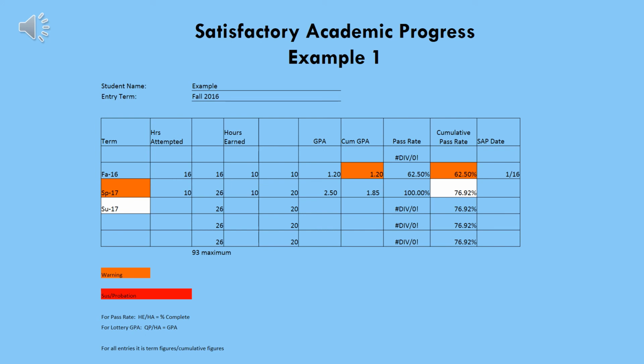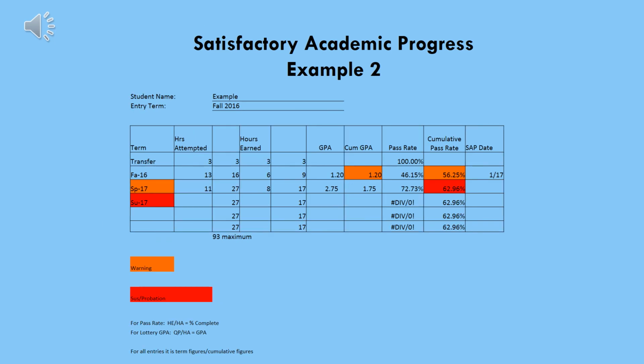Here is an example of a student that started with 16 credit hours. They passed only 10 credit hours, and they have a GPA of 1.20. Notice the orange section, 1.20 GPA, and the orange section, cumulative pass rate, 62.5%. The next semester, spring, they are starting that semester on satisfactory academic progress warning, financial aid warning. They attempt 10 hours, they pass 10 hours, and their cumulative GPA is now 1.85, and their pass rate is now 76.92. For the summer semester, they are taken off financial aid warning.